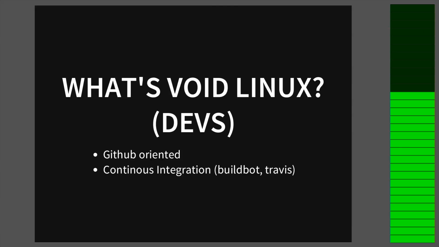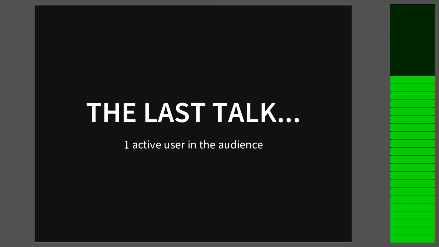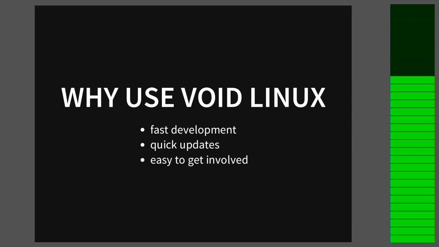What's Void Linux for devs? We are completely managed on GitHub. We have continuous integration based on BuildBot. So if any packages get updated on GitHub, they go to our continuous integration, and if they build, they are automatically put in our repositories. Why use Void Linux? We are very fast in development. You will see this in the next slides. We have quick updates, and it's very easy to get involved due to our GitHub-based development.